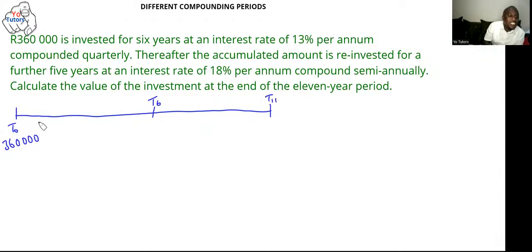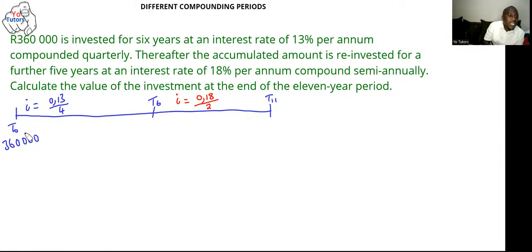After the first 6 years, the percentage, our I, is 0.13, and remember it's compounded quarterly, so it's 0.13 over 4. Then what about the last 5 years? Our I there is equal to 0.18 over 2, since it's compounded semi-annually.